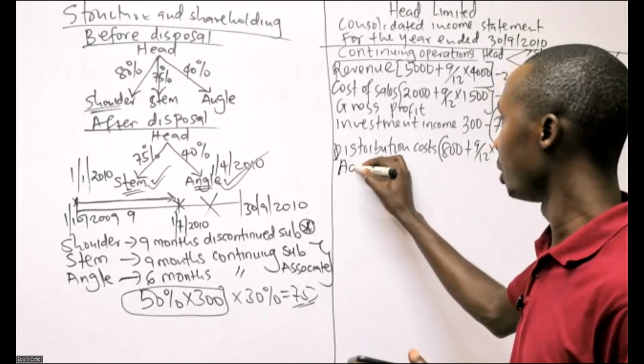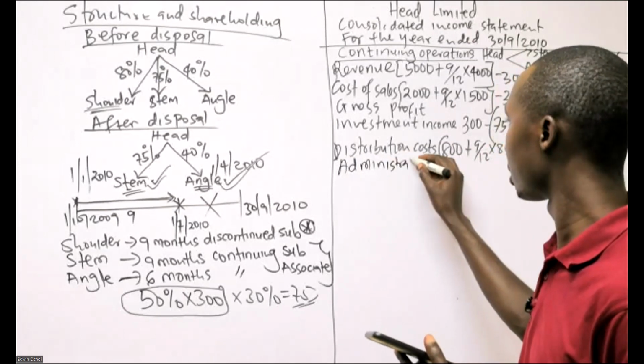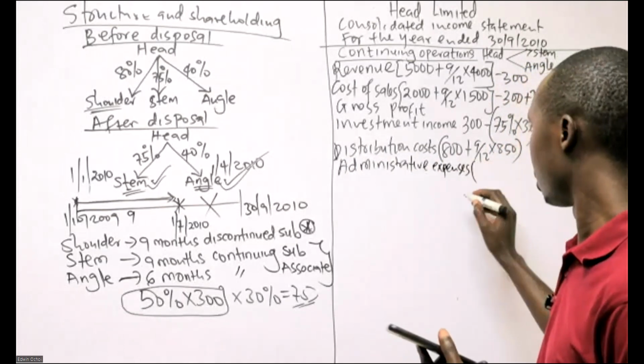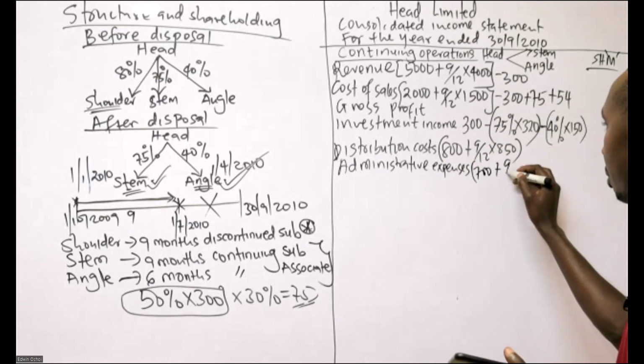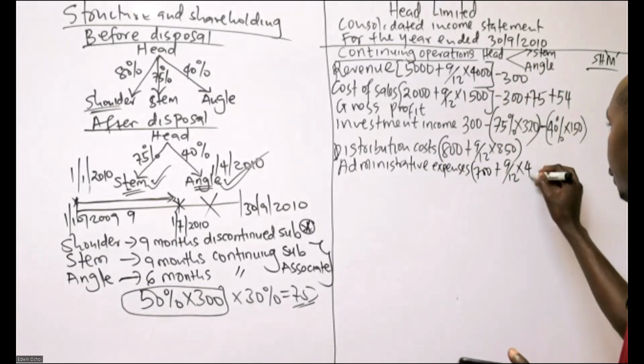The next is admin. That is administrative expenses, which is 700 plus that of STEM, but STEM we apportioned for 9 months. That is 450.